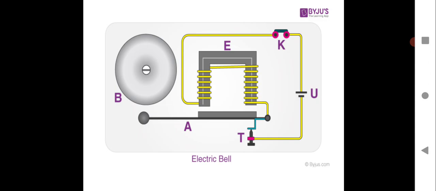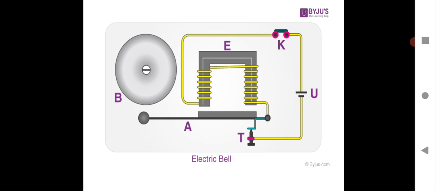So here you are using a switch, that is K. That is going to complete the circuit. When it is closed, the circuit is complete; when it is open, the circuit will be incomplete and the current will stop flowing. So when you are pressing the switch, that means you are putting it in the on position. That means you are completing the circuit.